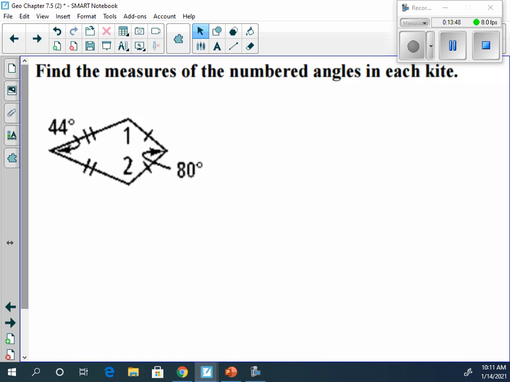Any questions on this here? Are you good with this here? Because for this one here, we would add those 4 angles together and set it equal to 360. Because the sum of the 4 interior angles of a kite is 360. And solve for the value of each angle.